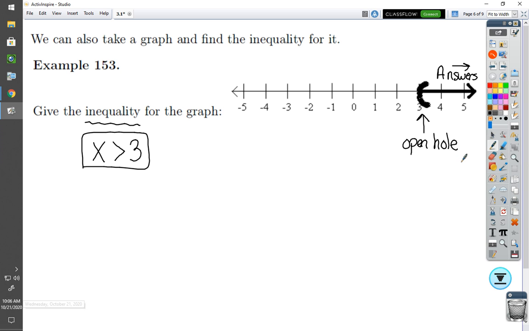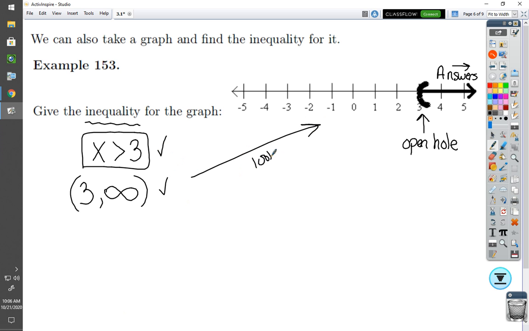We don't jump to the 4 because 3.1 is good, and 3.2 is good, and 3.3 is good, and 3.4 is good. Lots of numbers are good. And then if I want the interval, remember, look at your picture. Smallest number I ever see up there is 3, but it never includes 3. I'm trying to go to infinity, and I never include infinity. These two things say exactly what this looks like.